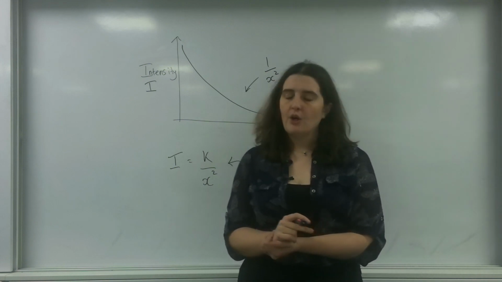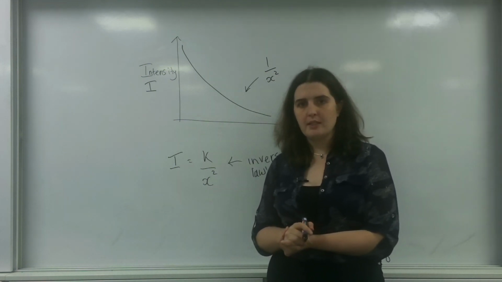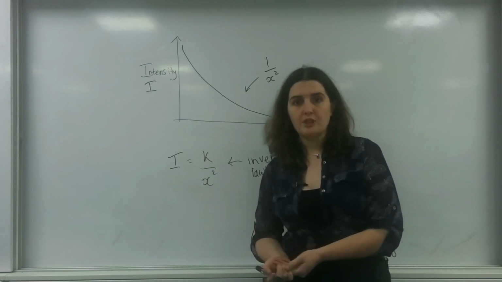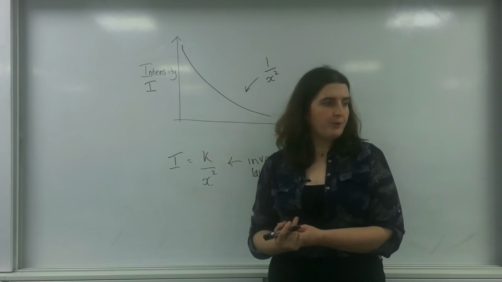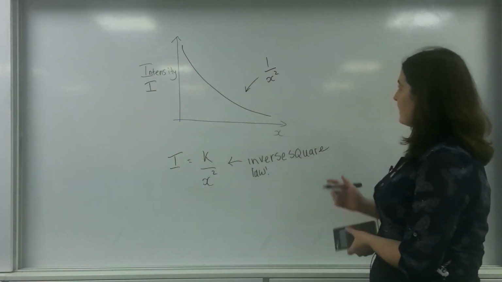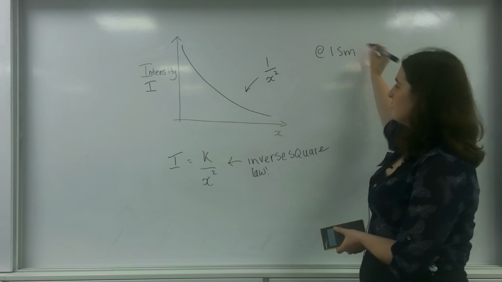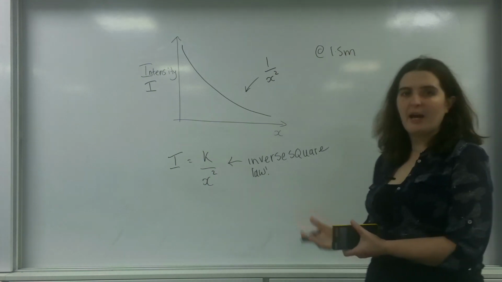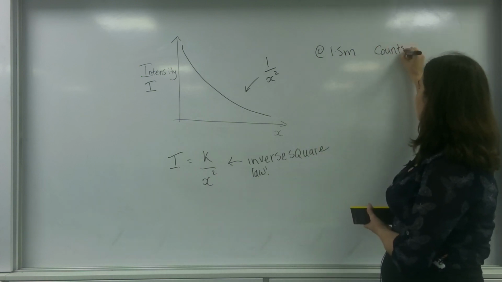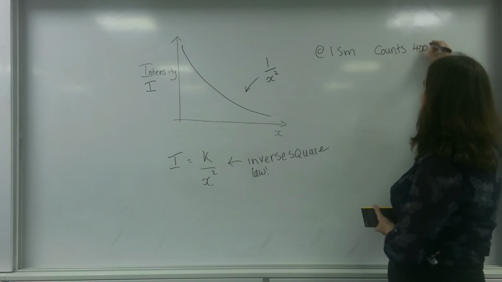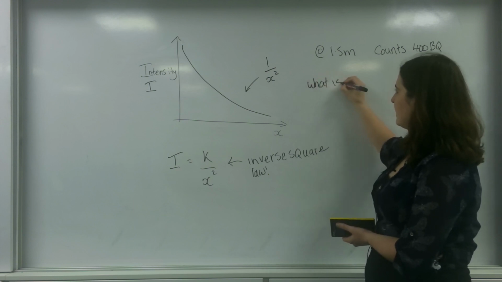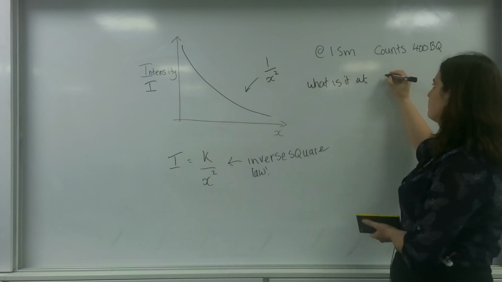Okay, and the kinds of questions you could be asked in this, of course, is to explain what would happen to the intensity of the radiation if you changed the distance. So let's do an example question here and grab a calculator, and I'll show you how to do this. So let's say at 1.5 meters, my number of counts, so the number of becquerels, my activity was, let's say, 400 becquerels. And the question is, what is it at 6 meters?